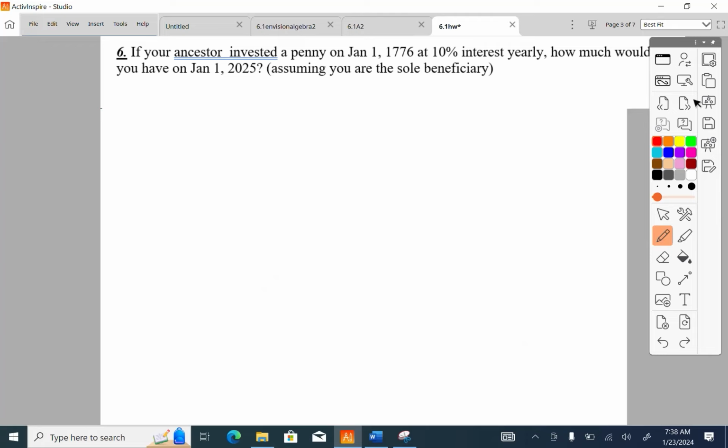If your ancestor invested a penny on January 1st, 1776 at 10% interest yearly, how much would you have on January 1st, 2025, assuming you are the sole beneficiary? Quite a bit of money.